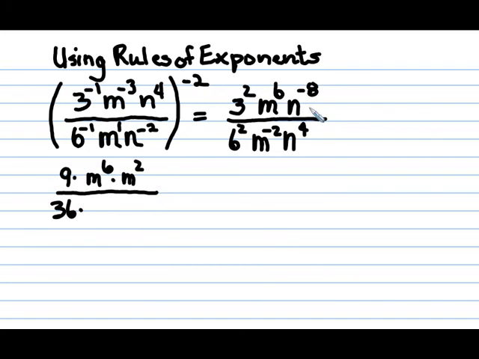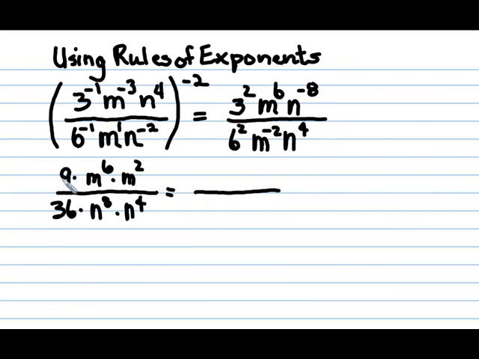Now if I look at my n to the negative 8, to make it positive it has to come down below. So that'll be n to the 8th. And then the n to the 4th is already positive, so it'll stay right where it's at. So now I've got everything written as positive exponents. Now I'm ready to simplify.